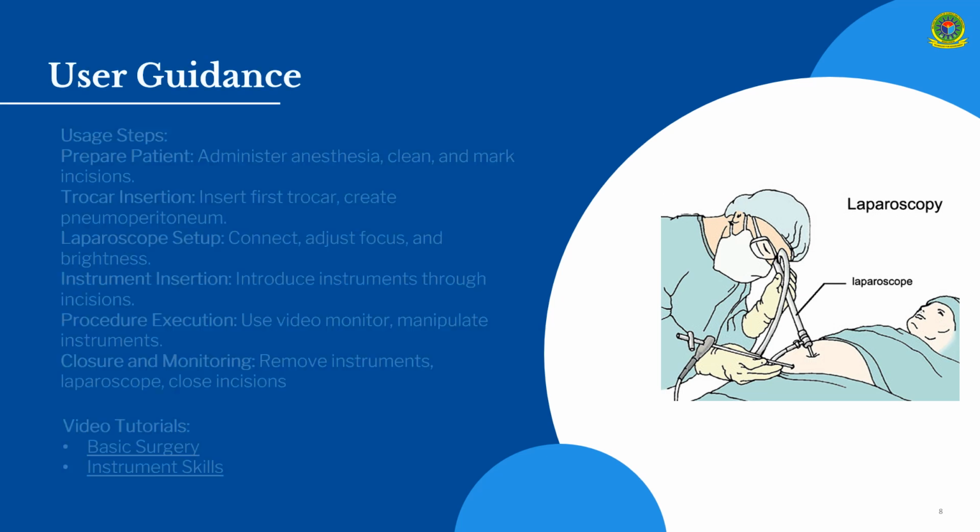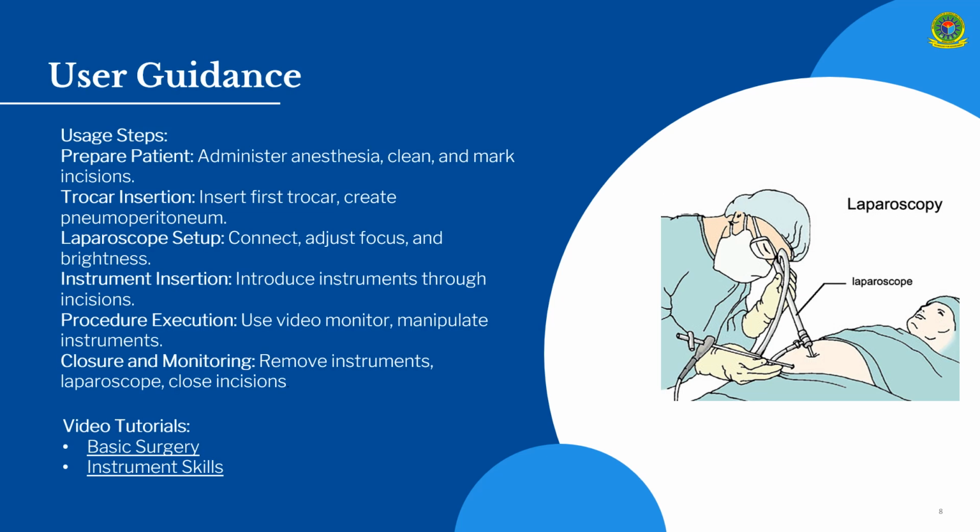User guidance. It involves several steps like preparing the patient by administering anesthesia, cleaning and marking incisions, then trocar insertion, and laparoscope setup, which is important because here we adjust the focus of the camera and also adjust the brightness of the high intensity light. Then we insert other instruments like scissors, Caspers, etc. Then we execute the procedure, that is the main purpose, and finally we remove the instruments.